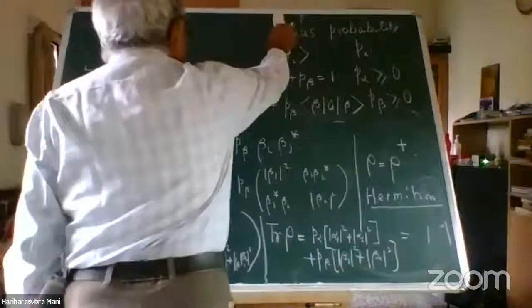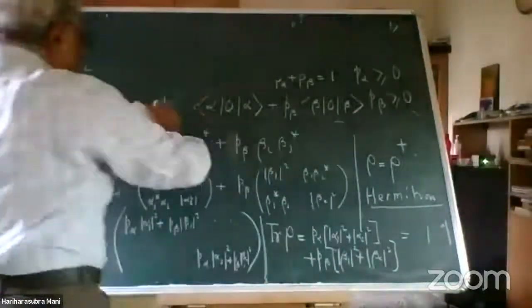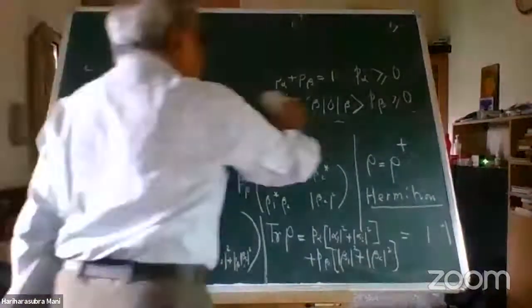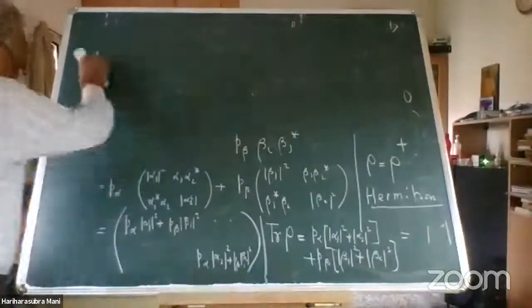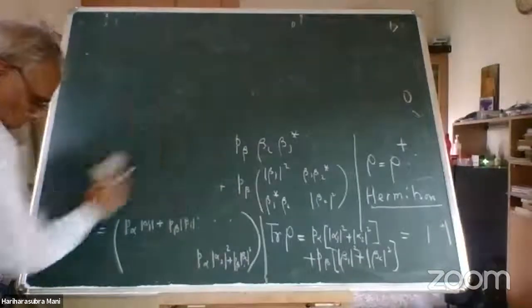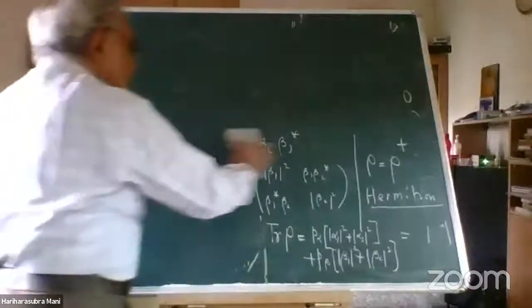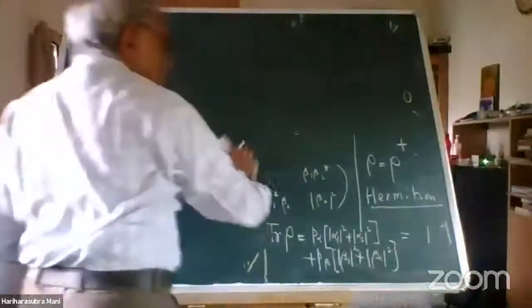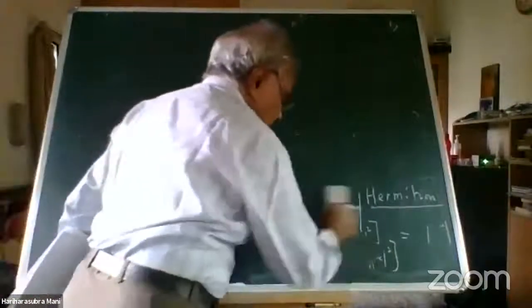Now, if my prepared state is an eigenstate of the operator O, the one which I am measuring, everything will be diagonal. There won't be any non-diagonal part. Now I want to discuss it a little bit more in terms of a spin half system at some length.